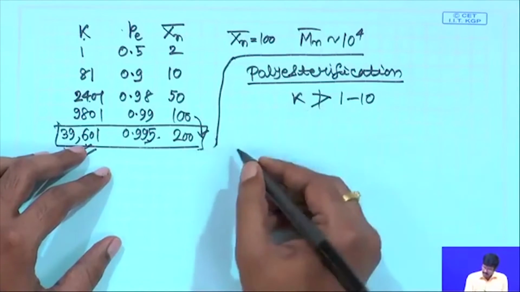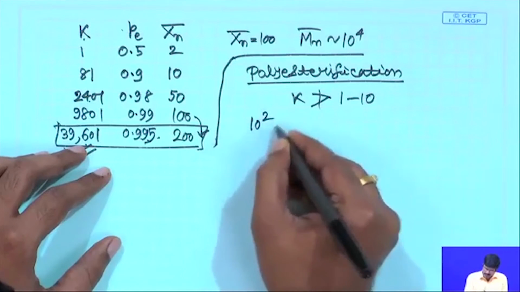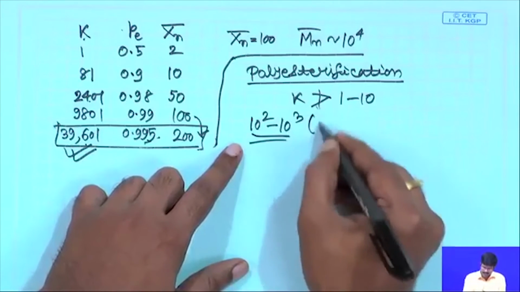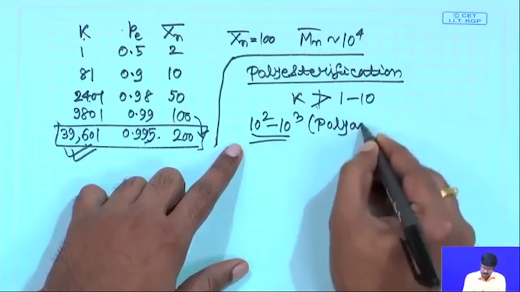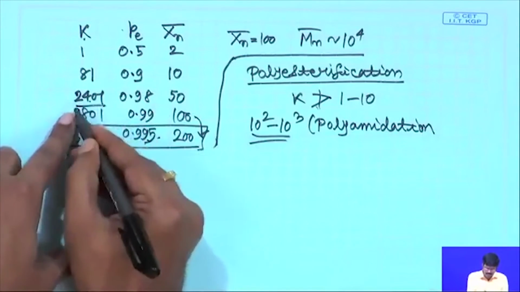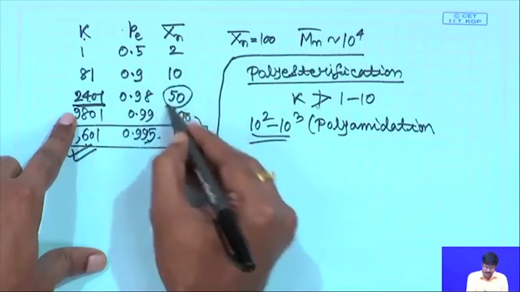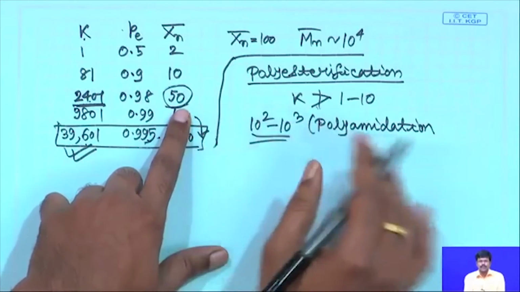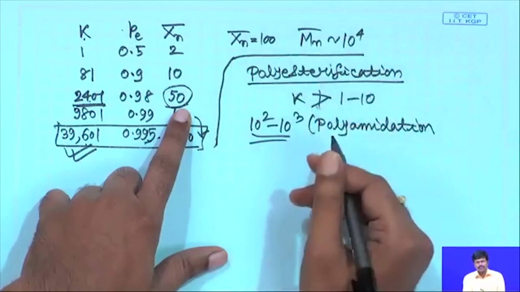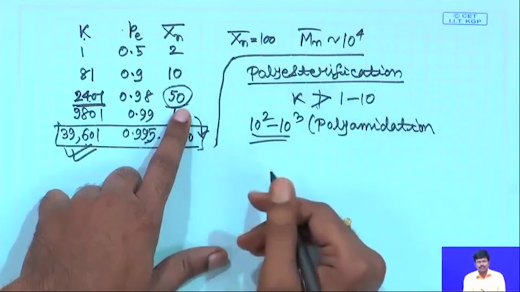Even for polyamidation, your K value is 10 square to 10 cube, in the range of 1000 for polyamidation. So, how much can you get? You see, you need at least around 2400 to get Xn value of 50, which for the reaction of adipic acid and ethylene glycol, it came to around 4000 the molecular weight, still quite low.